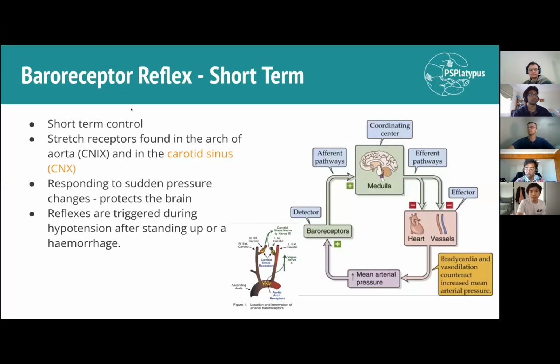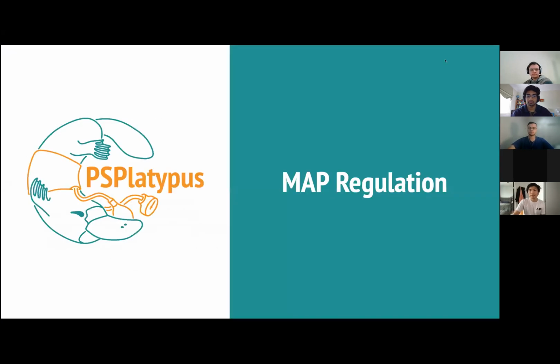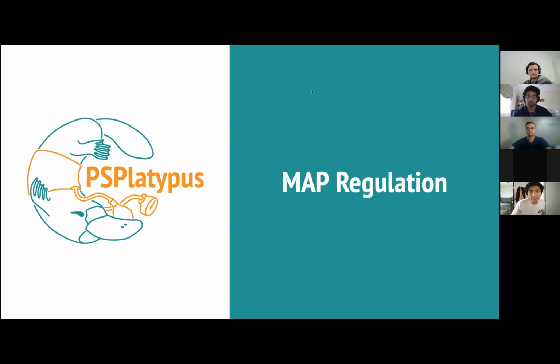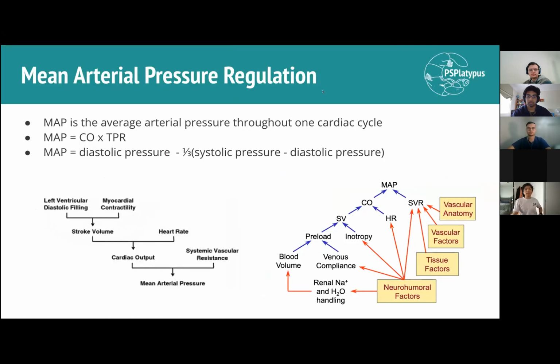All right, can people see that? Too easy. All right, thanks for that, Deepak. Okay, so this part is MAP regulation. Can I grab a pointer out? All right, never mind.